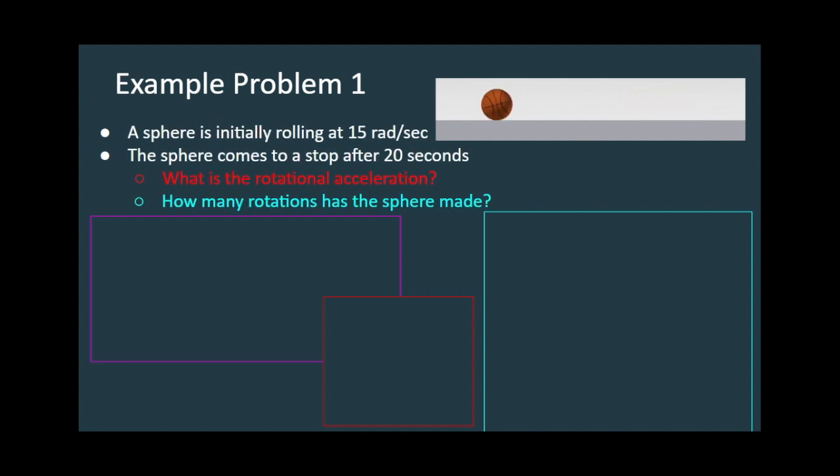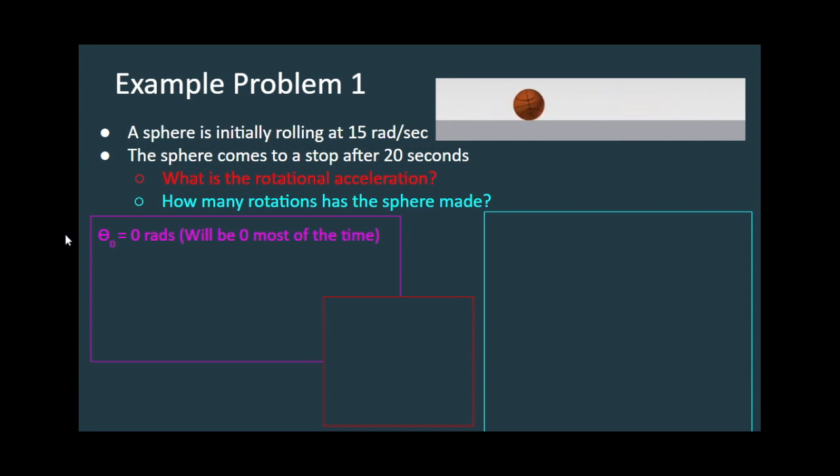We're going to say that we have a sphere which is initially rolling at 15 radians per second, and the sphere comes to a stop after 20 seconds. We want to figure out what the rotational acceleration is, as well as how many rotations the sphere has made. So if you recall, our first step when solving problems is to list our variables. So I'm going to go ahead and start listing them.